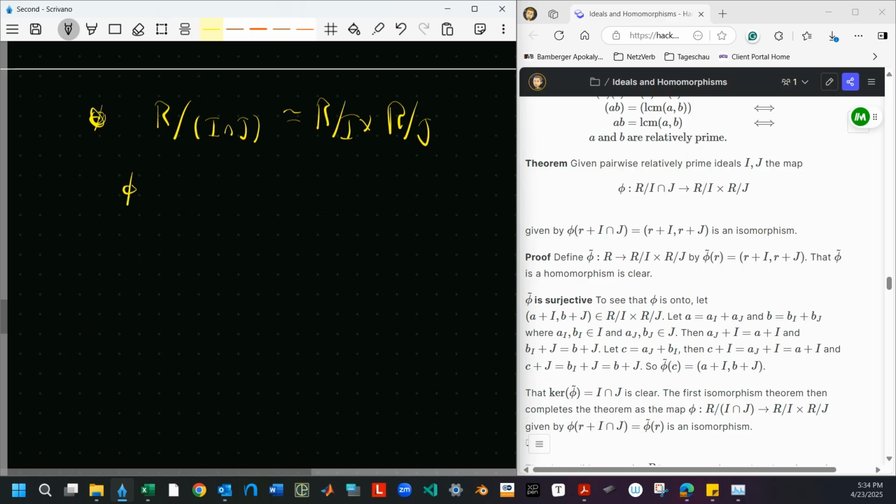The way we're going to do this is we define phi going from R to R over I cross R over J. Now, this is step one of the proof of the Chinese remainder theorem, but this is the main step. And so phi of r is simply defined as r plus I, r plus J. This should look familiar to what I did above.